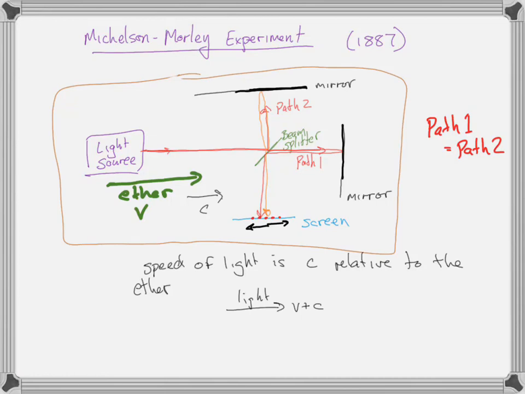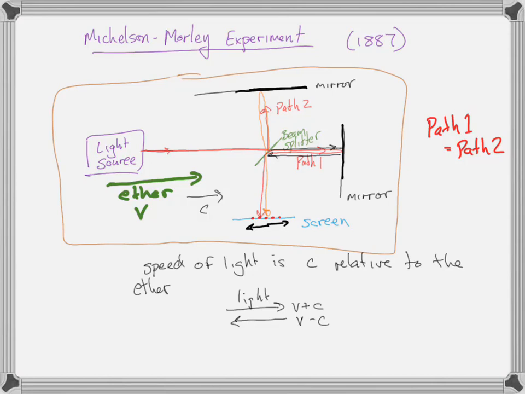That also means that if you follow path 1, which I'm drawing over right now, the light going to the right travels at v plus c, but then it has light bouncing back, which is traveling at what speed? Light going in this direction must go at v minus c.